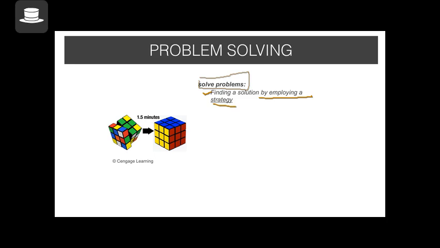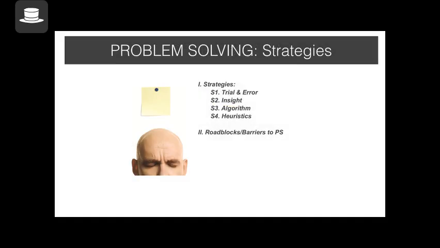Well, then the next question would be, what are these strategies? There are several strategies one can apply, but psychologists are most interested in these specific strategies: the trial and error strategy, insight, algorithm, and heuristics. And we'll talk about each one of these strategies. Because these are strategies, I name them S1, S2, S3, S4. So strategy 1, strategy 2, 3, and 4.